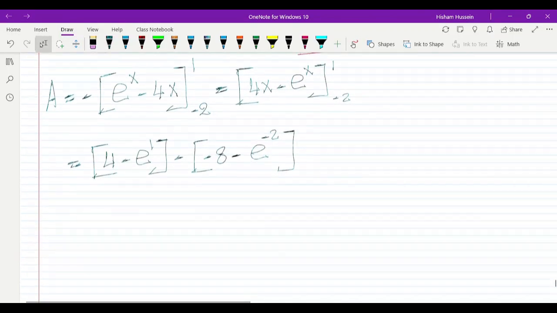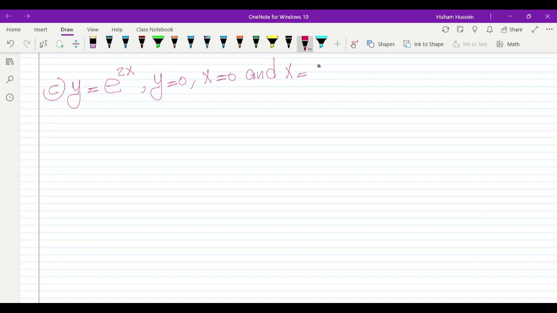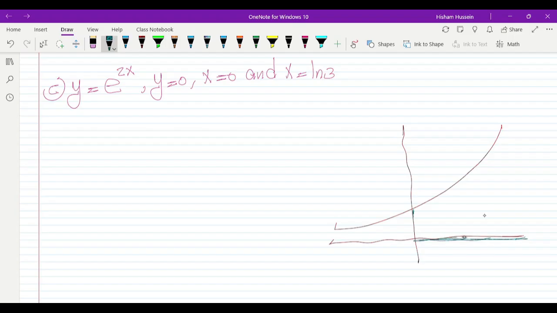Okay, another problem, if we have one function and limits. We have here y equals e to the power 2x, y equals 0, x equals 0, and x equals ln 3. Sketch y equals e to the power 2x, y equals 0, here is y equals 0, x equals 0, and here x equals ln 3. It's requested to find the area of this region.